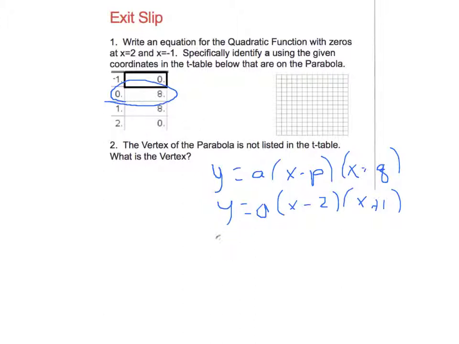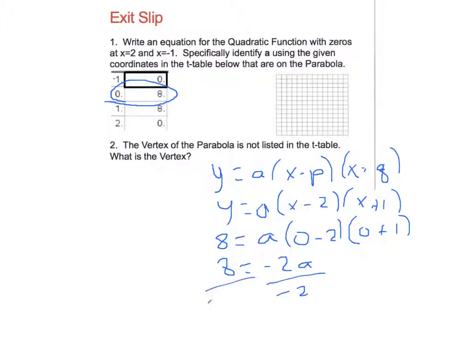So you're going to have 8 equals a times (0 minus 2) times (0 plus 1), using 0 for the x. So you have 8 equals -2 times 1 is -2, so -2a. Divide by -2, so a is equal to -4. So then I go ahead and write that specific equation for this quadratic function, and most of the students did not get that.